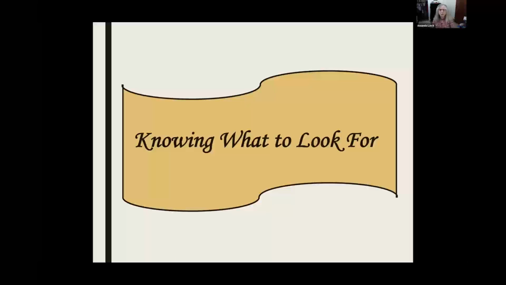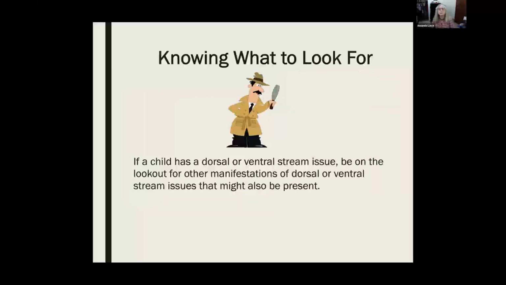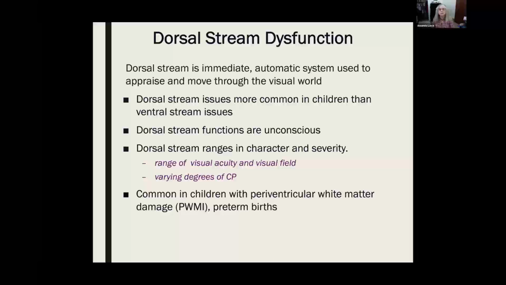But let's talk about knowing what to look for. So if a child has a dorsal or a ventral stream issue, it's important to be on the lookout for other manifestations of dorsal or ventral stream issues that might also be present. And I mentioned to you that these are not the only manifestations of CVI, but it gives a starting point for things to look at for children who have CVI.